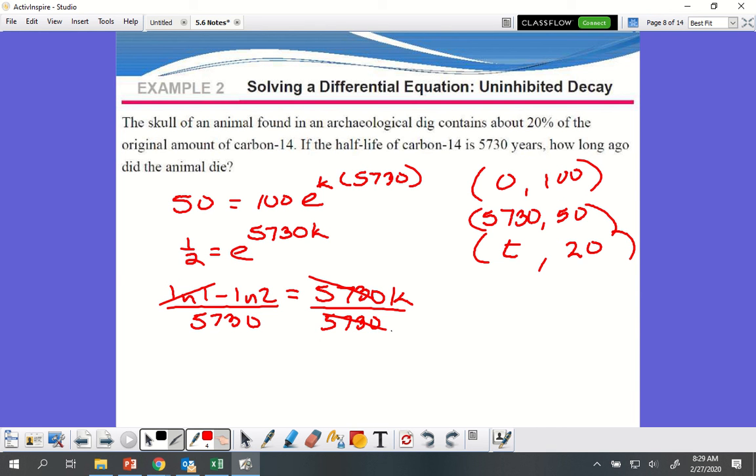Now we have to figure out that 20%. So we're trying to solve for t again, aren't we? I know that 20% is equal to my initial of 100%, e to the negative ln of 2 over 5,730 times t.